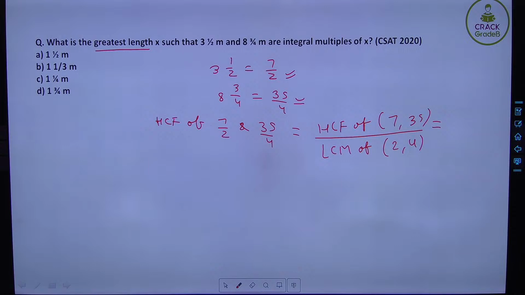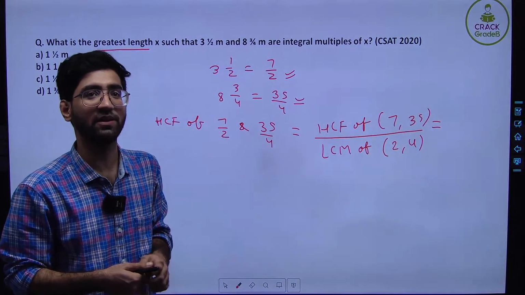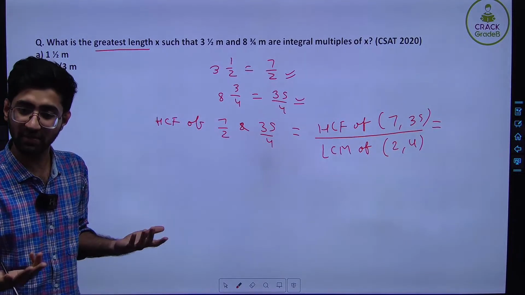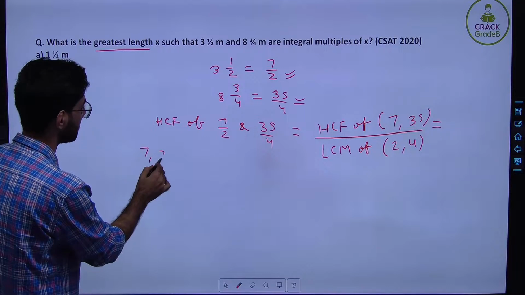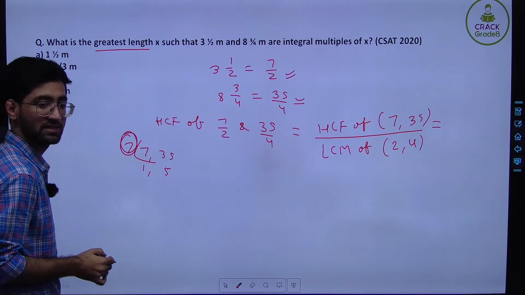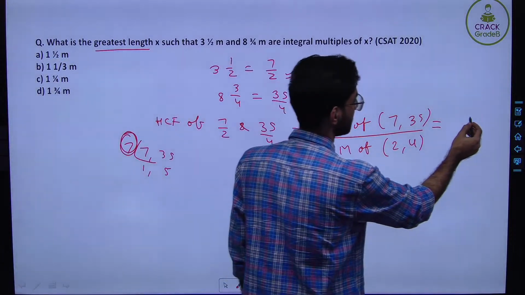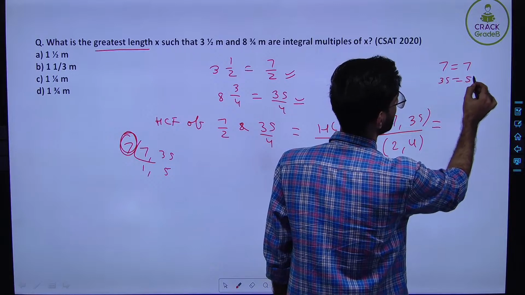What is the answer? Achha, 2 by? Okay, you are doing something wrong probably. See, HCF of 7 and 35 will be what? 7, right? HCF of 7 and 35 will be simple. 7 and 35, 7 into 1, 5. So, HCF is 7, right? HCF is 7.